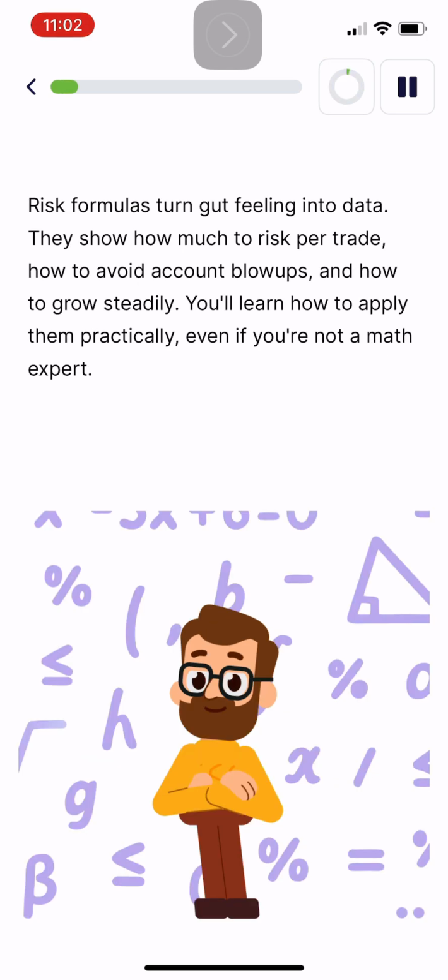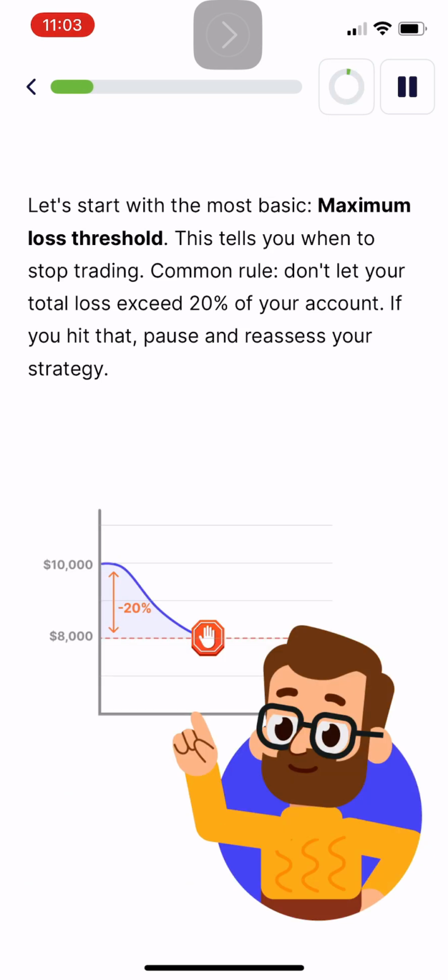Risk formulas turn gut feeling into data. They show how much to risk per trade, how to avoid account blowups, and how to grow steadily. You'll learn how to apply them practically, even if you're not a math expert. Let's start with the most basic.